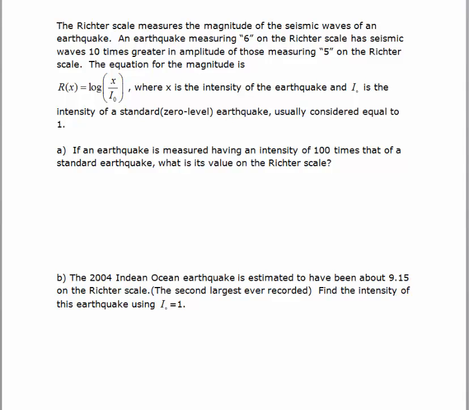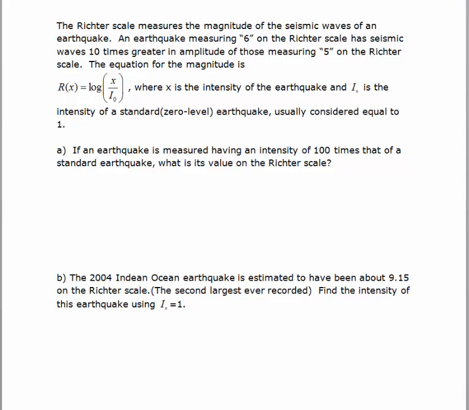So the formula for the value of a Richter scale is r of x equals the log of x over I sub 0. X is the intensity of this new earthquake. I sub 0 is the intensity of what they call a standard 0 level earthquake, which would be considered 1. And so this first question: if an earthquake is measured as having an intensity of 100 times that of a standard earthquake, what is its value on the Richter scale?